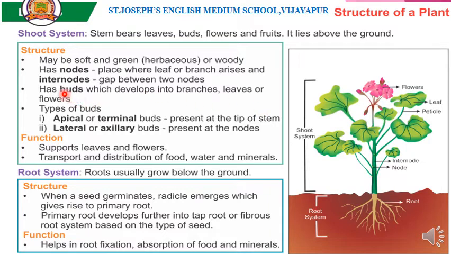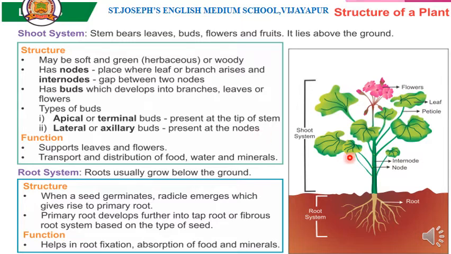Next, root system. Root system usually grows below the ground. You can see here this part is called the root system, which grows below the ground. Structure. When a seed germinates, the radicle emerges, which gives rise to the primary root. The primary root develops further into the tap root or fibrous root system based on the type of seed. Function. It helps in root fixation, absorption of food and minerals.